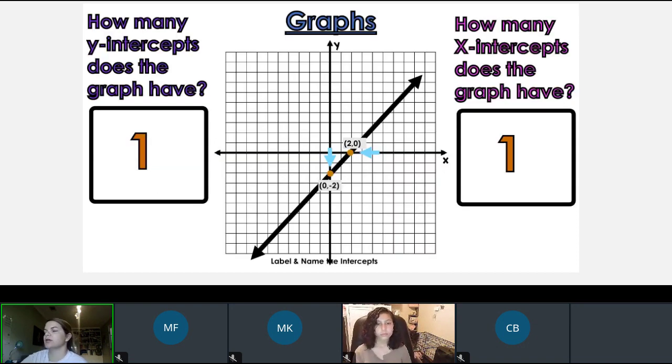So let's take a look here at these graphs. How many y-intercepts does the graph have? We can see it has one y-intercept, and that's at the point 0, 2. And how many x-intercepts? It has one at the point 2, 0.